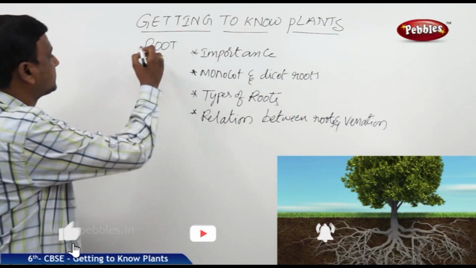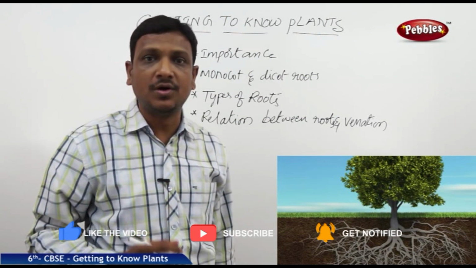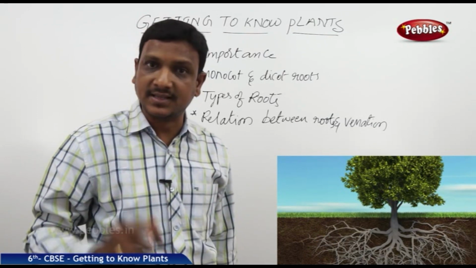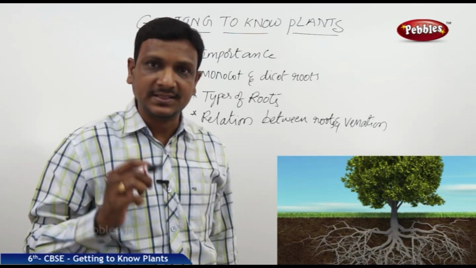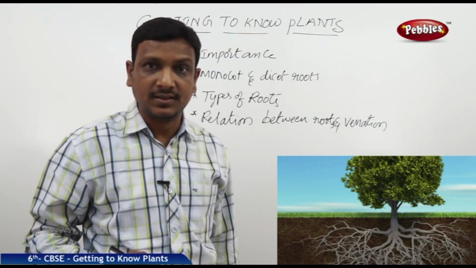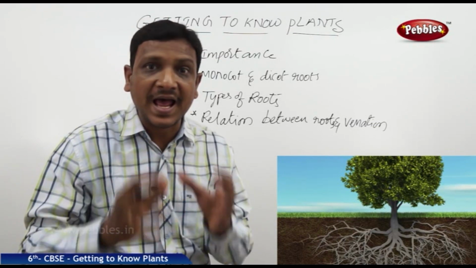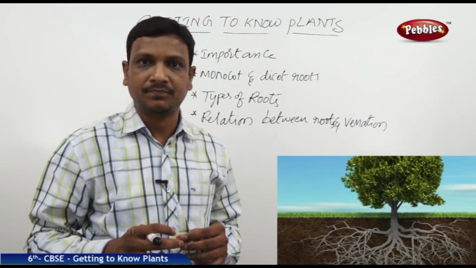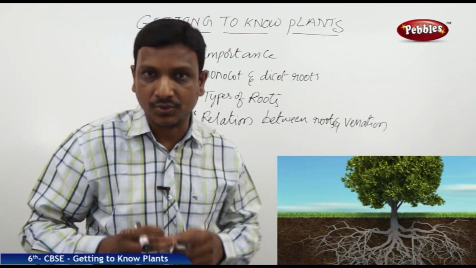So now let us see the second important part, that is the root. Root is also a very important part of the plant, like the stem and leaf. We discussed the importance of stem and the leaf. Now let us see the root. Root has the main function of anchoring the plant into the soil. So the plant holds the soil with the help of the root.